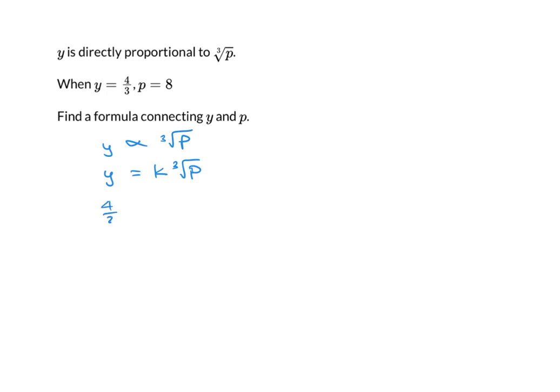So y is 4/3, k is the thing we're trying to find, and p is 8. Cube root of 8 is just 2. So I can tidy this up very quickly. Say 4/3 is equal to k multiplied by the cube root of 8, which is 2. Now I can divide both sides by 2 to isolate k.